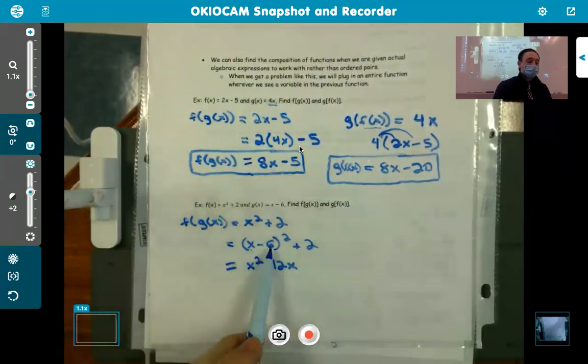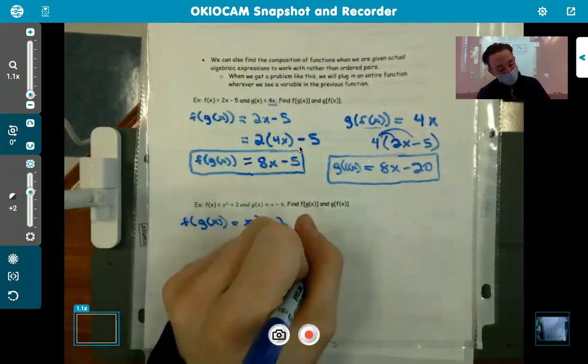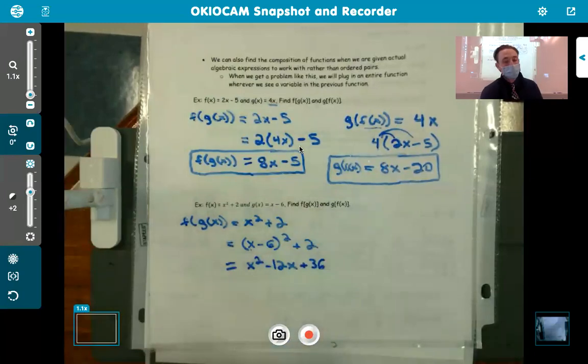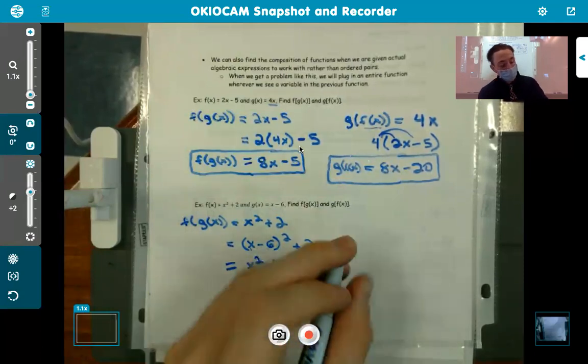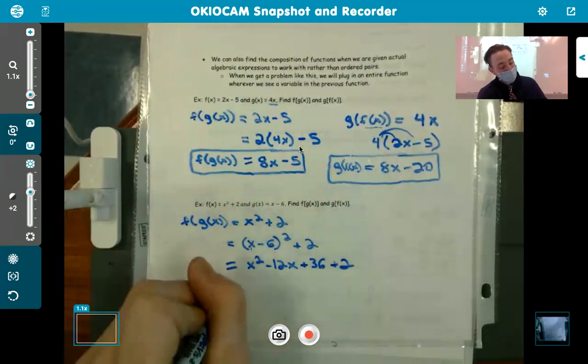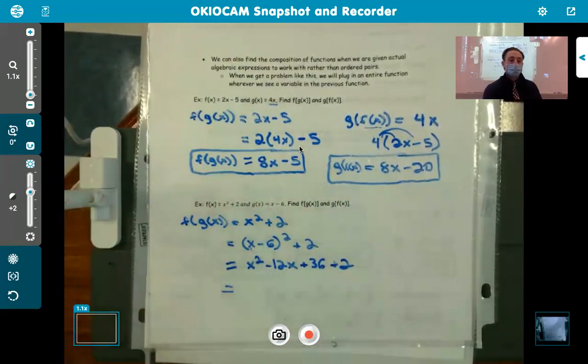And then you square the second term. What's negative 6 times negative 6? Positive 36. So you don't have to break it apart and then FOIL it and then combine like terms if you remember that rule. So the first term squared, 2 times the product of both terms, the second term squared. Still have the plus 2 on the outside.